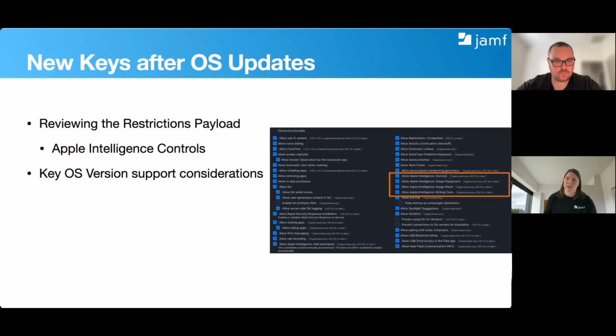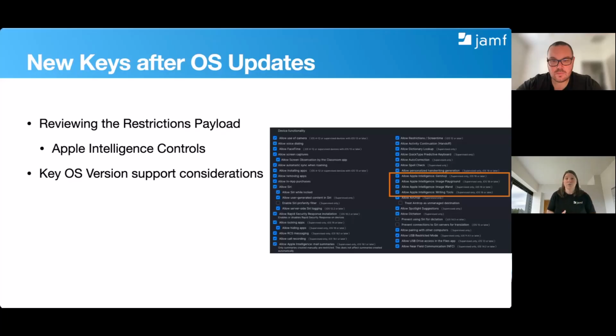The next thing I wanted to touch on is Apple is always innovating. Next month, we're eagerly awaiting WWDC 25 and what Apple's going to bring to us. And with new operating systems, we get new keys that become available within our existing payloads. So our restrictions payload is probably the one that changes the most. And a good example of this is with our iOS 18 release, we got our Apple Intelligence settings.